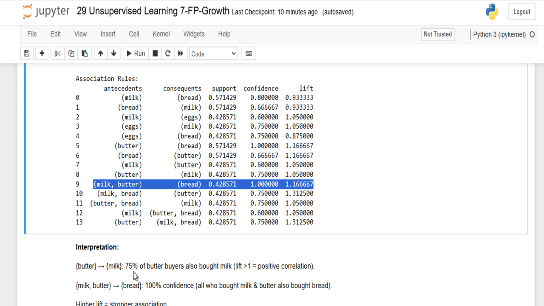Don't forget here, only 75% of butter buyers also buy milk. But here, all, that's why it's 100% confidence. Okay, all right. So the higher the lift, the stronger the association. So you can move on gradually.